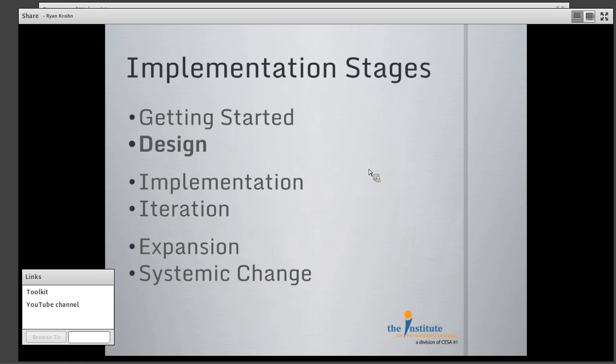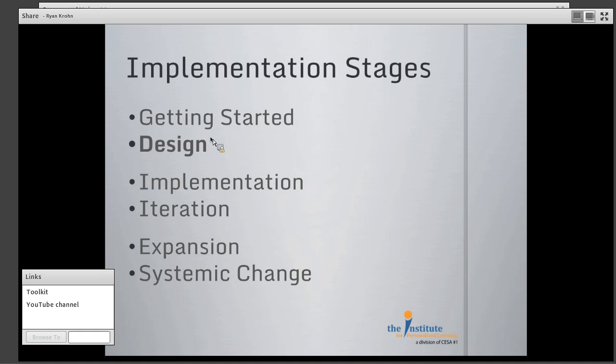I mentioned earlier that our toolkit is designed around our 6 stages of transformation. We're talking about getting started, design, implementation, iteration, and expansion and systemic change. For the most part today, we'll be focusing on getting started and design, as you'll see the coding system as to where today's activity falls in. It's critical that we understand the outcome of each of these stages.